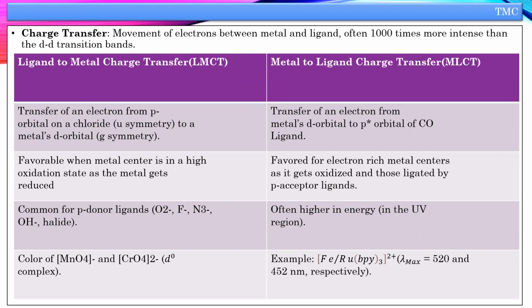There are two types of charge transfer: one is ligand to metal charge transfer, and the other is metal to ligand charge transfer. Here the factors are listed. You can go through it once and understand. Mainly, you have to remember the examples for charge transfer: MnO4- and CrO4 2-, and some of the complexes where d0 is exhibited. That is to remember.